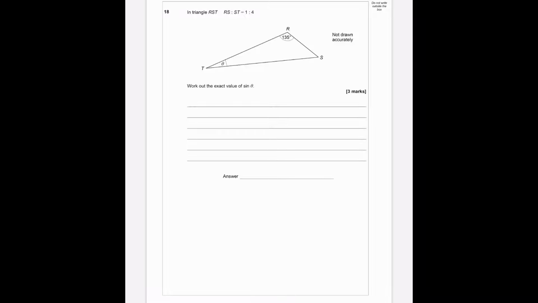Question 18. We have a ratio of sides, r to s to s to t is 1 to 4. So that allows us to apply the sine rule here. We can say this will also be true when r to s is 1 and s to t is 4. Although it gives us a ratio, I can just call them 1 and 4 because the angle will be the same. The triangles will be similar, and it keeps everything simpler. So sine rule: sine theta over 1 will be sine 135 over 4.